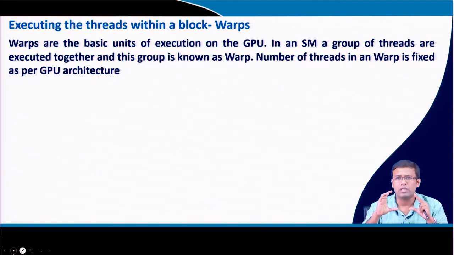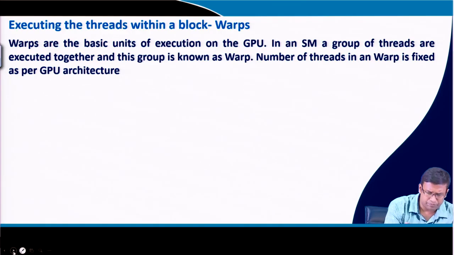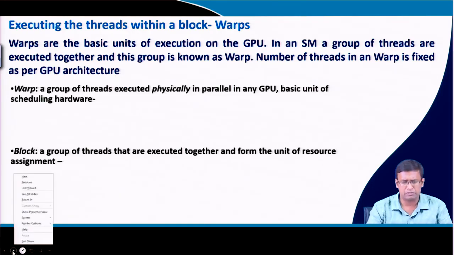So, it is not that all the cores of a streaming multiprocessor are active at one instant, but a small number of cores inside the streaming multiprocessor are active and that many threads are chosen. This unit, combining the number of threads which will go to a streaming multiprocessor as a unit and operate there, is called a warp. What is the number of threads in a warp? This number is fixed by the GPU architecture, and it is essentially 32.